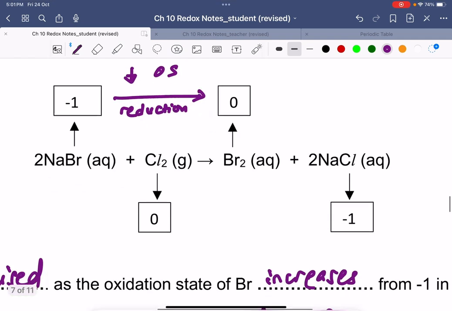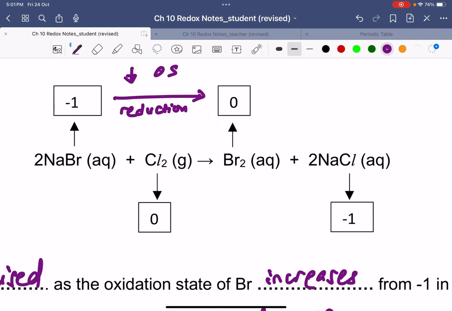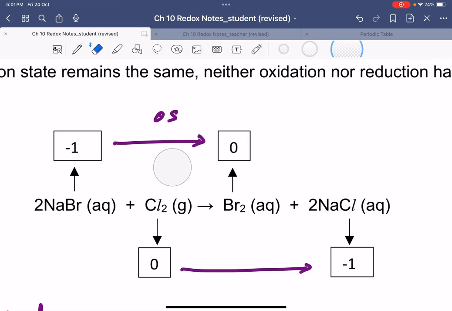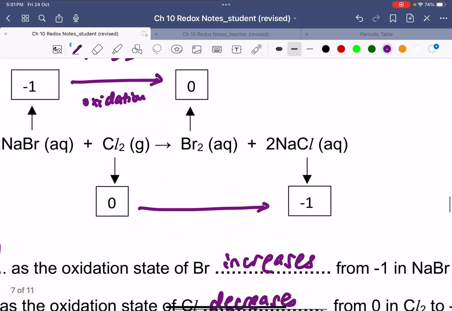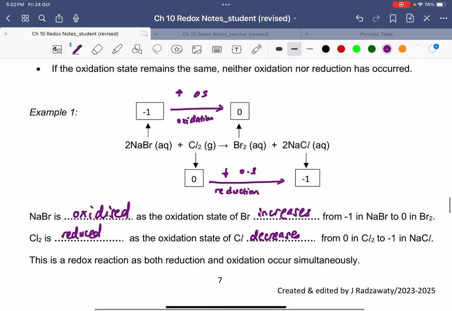In this case, my chlorine goes from 0 to -1. Correction, this one is an increase in oxidation state. So this is an oxidation. If this one is a decrease in oxidation state, then I call this a reduction. This is a general rule.